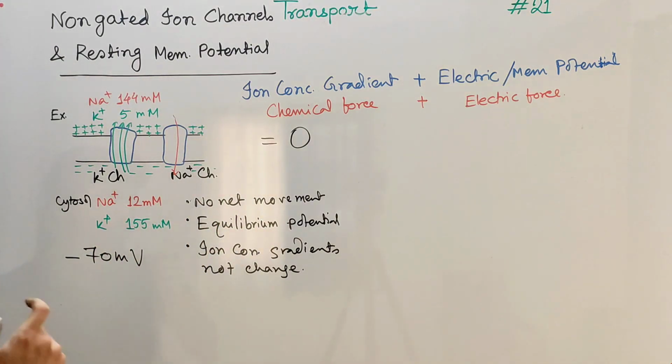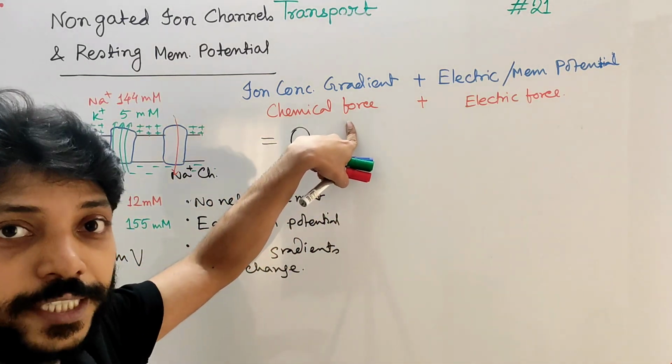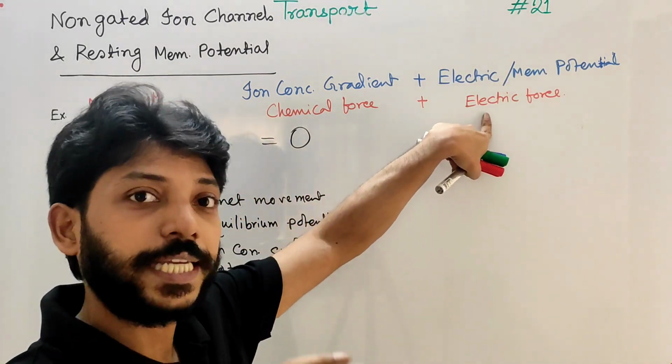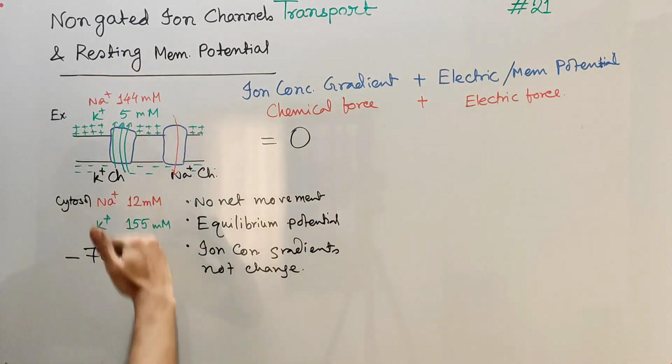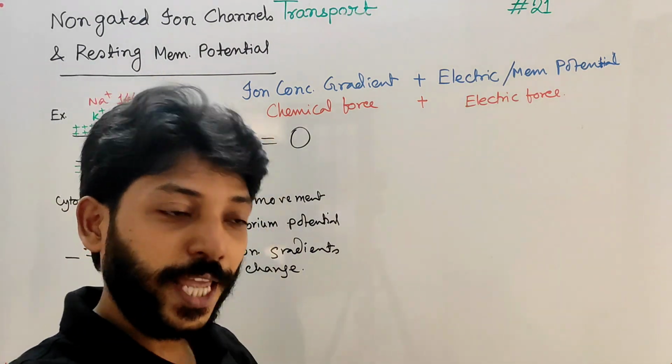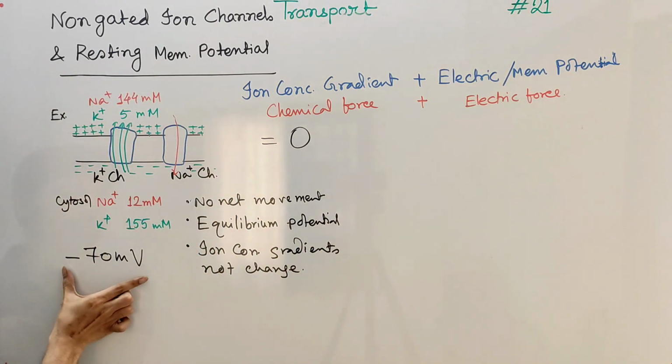So we have to understand 3 points. The first is that during the resting membrane potential, no net movement occurs because the ion concentration gradient, the chemical force, is neutralized by the electric force. As more potassium ions accumulate, that prevents the further movement of potassium ions, and that difference in voltage, if you put 2 microelectrodes, you will get 70 millivolt.